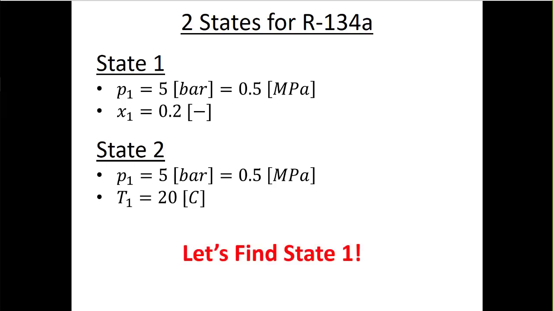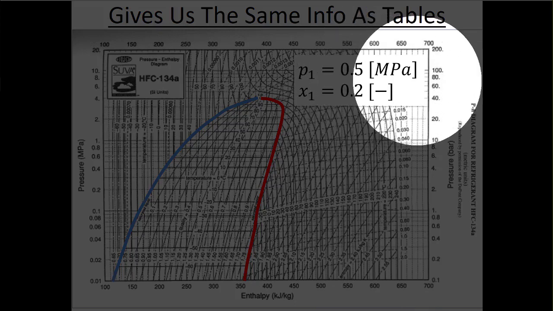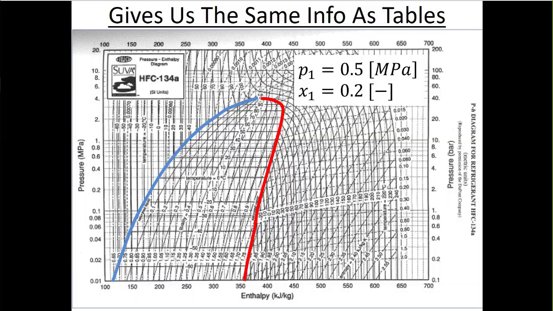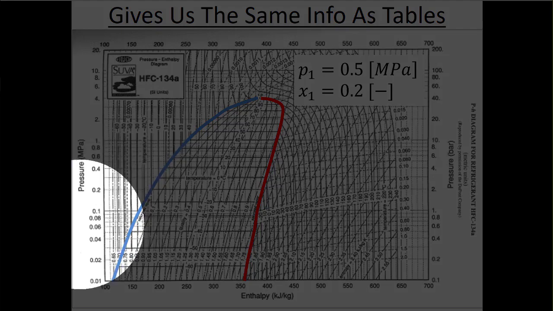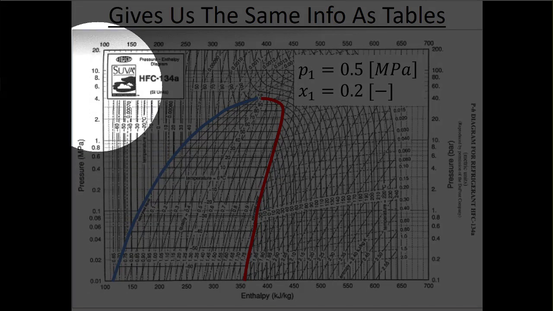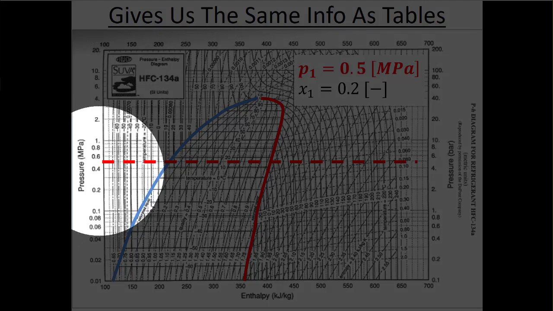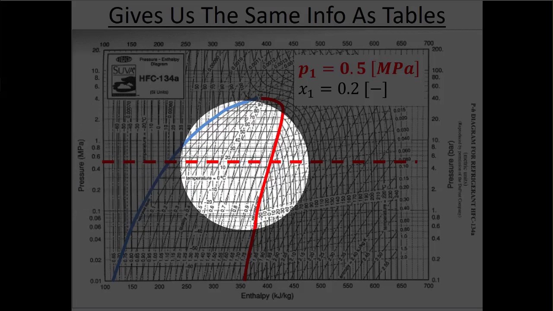So we know that it's 5 bar and a quality of 0.2. So here's our diagram. Remember, it's a vapor dome. And because they're giving me quality, I know I'm going to be under the vapor dome somewhere. So first, it's 0.5 megapascals. So then here, I look, this is a log chart vertically, so these are not evenly spaced. It's a log scale. So 0.5 is over here. It's not quite halfway. It's a little past halfway between 0.4 and 0.6. So this is 0.5 megapascals.